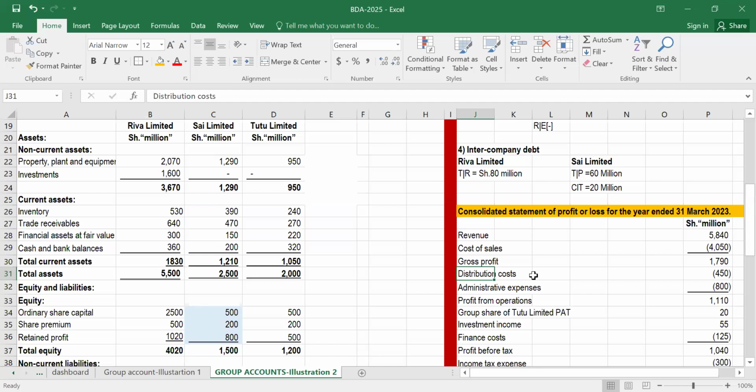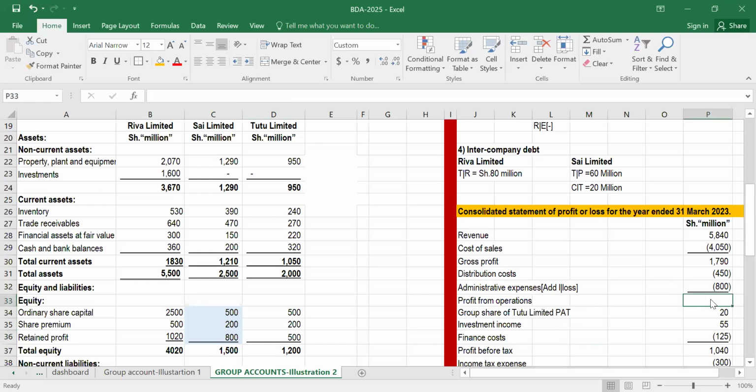The distribution costs do not have any adjustment. So what about the administrative? The administrative, usually what we do here is that we add any impairment loss on goodwill. But I hope you can recall, we were told that the goodwill on acquisition was not impaired. So if it was not impaired, it means that this item will not have any adjustment.